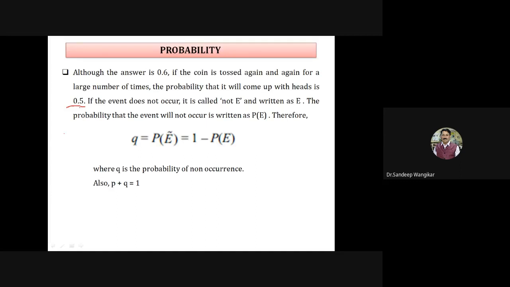But if the coin is tossed again and again a large number of times, say 10,000 times, 1 lakh times, 50,000 times, 2 lakh times, 5 lakh times, then again the probability of having head is 50% and the probability of having tail is 50%. So this is a very important thing.